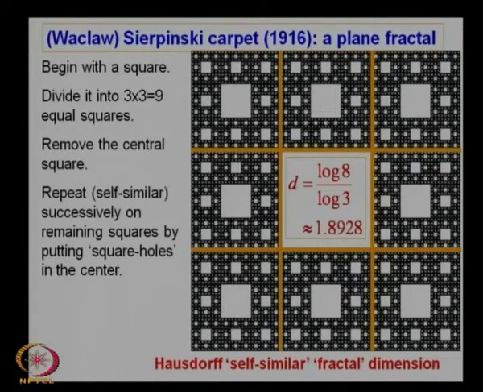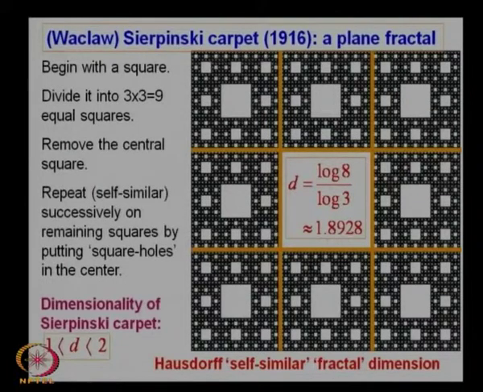And every time you do this, you will be left with 8 self similar objects on dividing each side into 3 parts. So the fractal dimension of the Sierpinski carpet will be logarithm of 8 divided by logarithm of 3. It is more than 1, less than 2, it is 1.89. Okay, this is the Hausdorff dimension or the fractal dimension. This is the Sierpinski carpet.